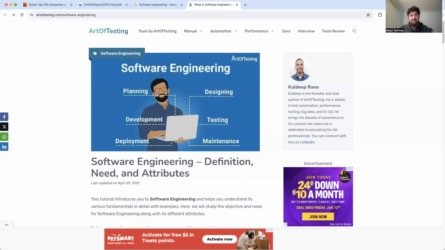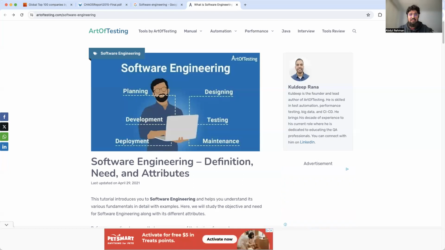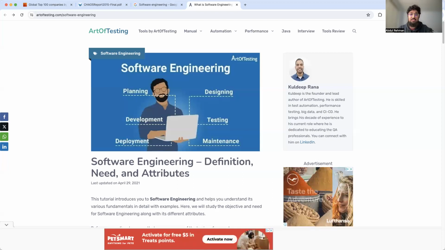So I will directly jump to the need: why should we be learning software engineering first. Then I will slowly explain how software engineering looks. And then I will conclude my presentation by explaining the success factors of software products.